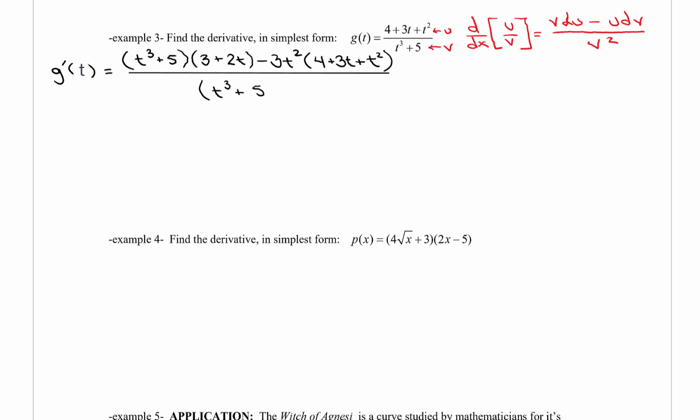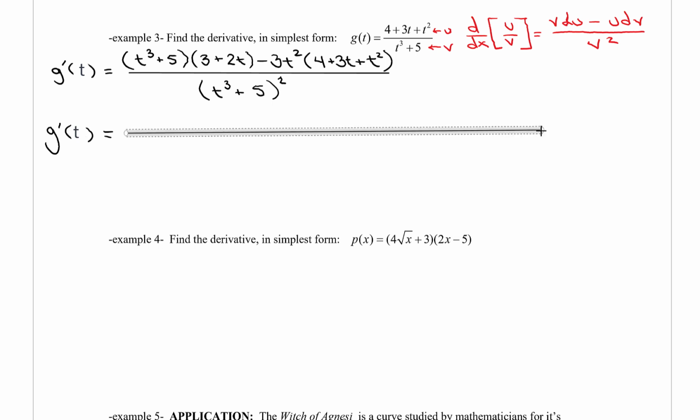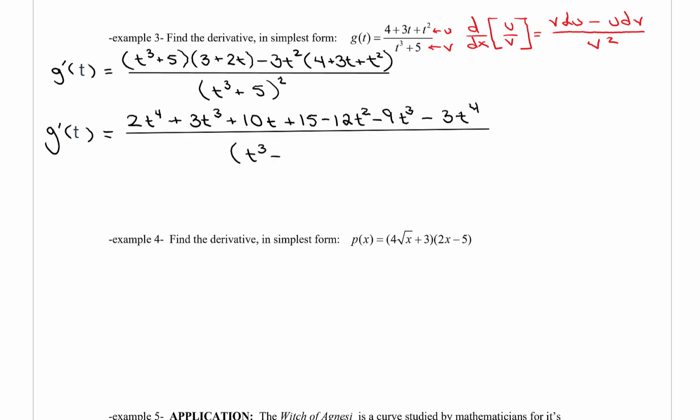So g prime of t is going to be equal to, if I multiply everything in the numerator out, I'm going to have 2t raised to the fourth power plus 3t raised to the third power plus 10t plus 15 minus 12t raised to the second power minus 9t raised to the third power minus 3t raised to the fourth power all over t raised to the third power plus 5 quantity squared.